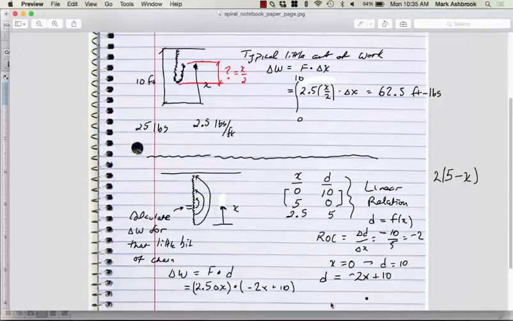Okay, and then we're going to integrate this from what to what? So now this integral is going to be from 0 to 10 again. So now we have 2.5 times negative 2x plus 10 dx, from what to what? X going from 0 to 10 again? 0 to 5. The last one that we're going to move is right before 5. Okay, and you'll get the exact same number, 62.5 foot-pounds. Totally different way to think of it, though.